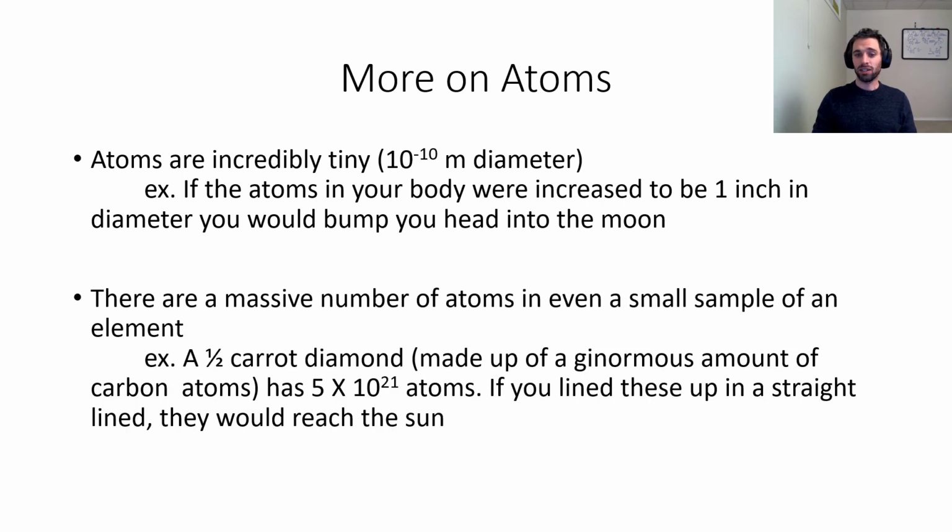Even crazier, there are a massive number of atoms in even a small sample of an element. For example, a 1/2 carat diamond, which is made up of a ginormous amount of carbon atoms. I don't know if ginormous is a real word or not. It has 5 times 10 to the 21st power atoms. If you took all of these atoms and lined them up in a straight line, they would reach the sun.